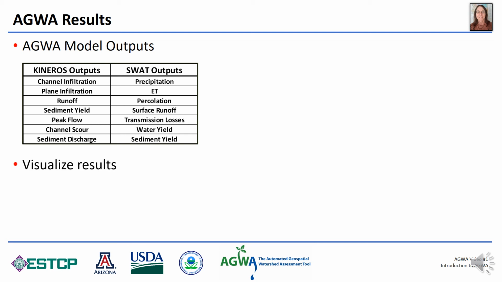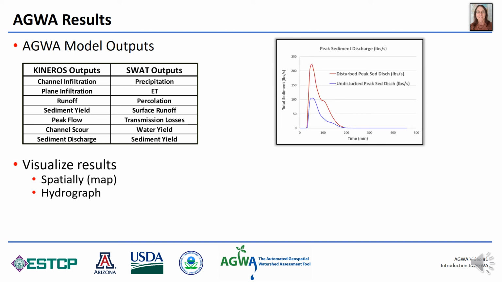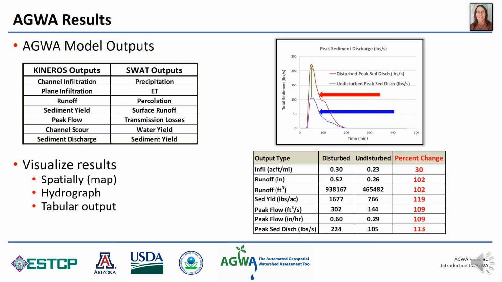Results are visualized spatially, as shown in the map in the previous slide, or as a hydrograph shown here of total sediment yield before the blue line and after the red line, a disturbance. Remember that unless your model is calibrated, you should look at the relative difference between the scenarios. AGWA also provides a tabular output that can be used to calculate the relative change between scenarios.